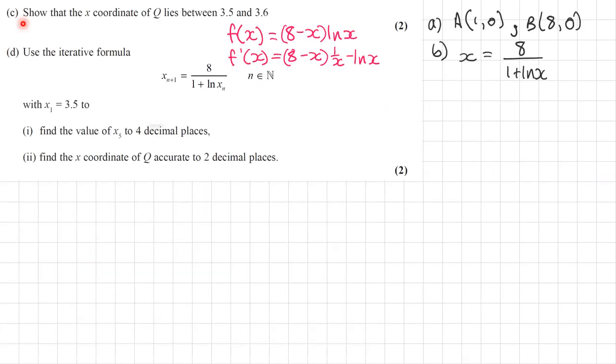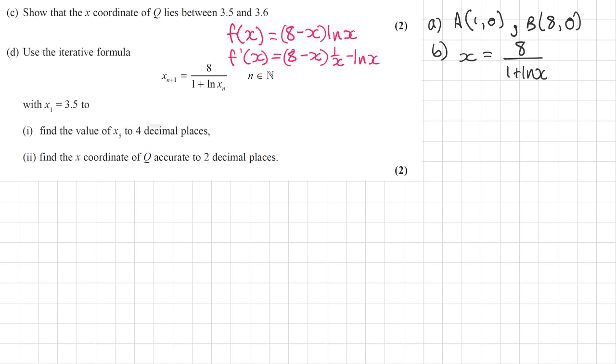Part C says we need to show that the x coordinate of Q lies between 3.5 and 3.6. So Q is this maximum point. So if I knew the exact x coordinate of Q, then f dash of x would be 0 because it's that maximum point. So what I'm going to do is work out f dash of 3.5 and f dash of 3.6. Let's do that.